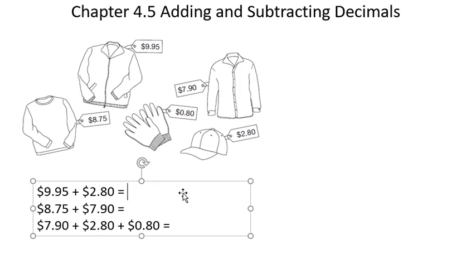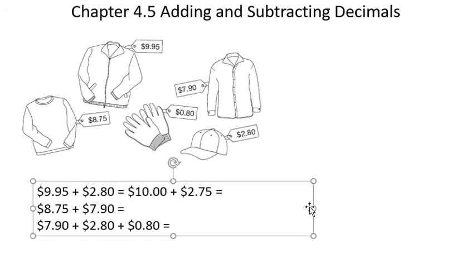So I'm going to change these numbers around to make them easier to do in our heads. I'm going to change the 995 because it's so close. I'm going to change that to $10. I added 5 cents. However, because I added 5 cents to the 995 to make it $10, I'm going to remove the 5 cents from the $2.80. So my sum is exactly the same. The only difference is I moved a bit of the money around.